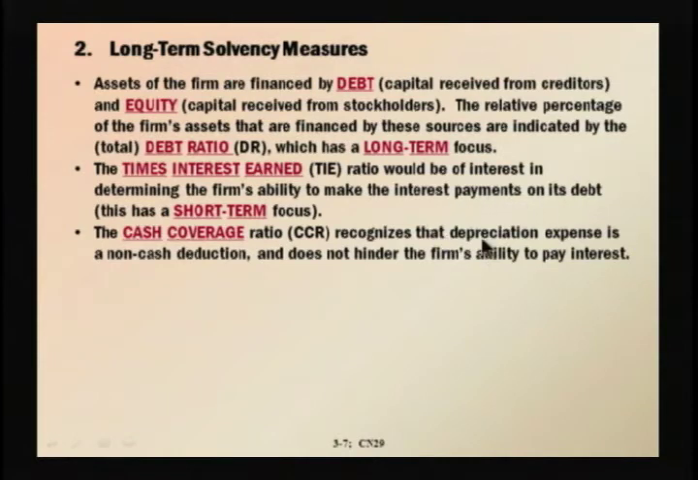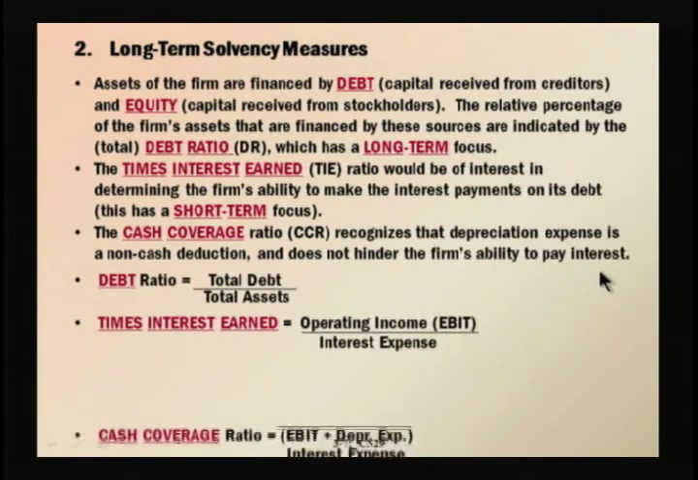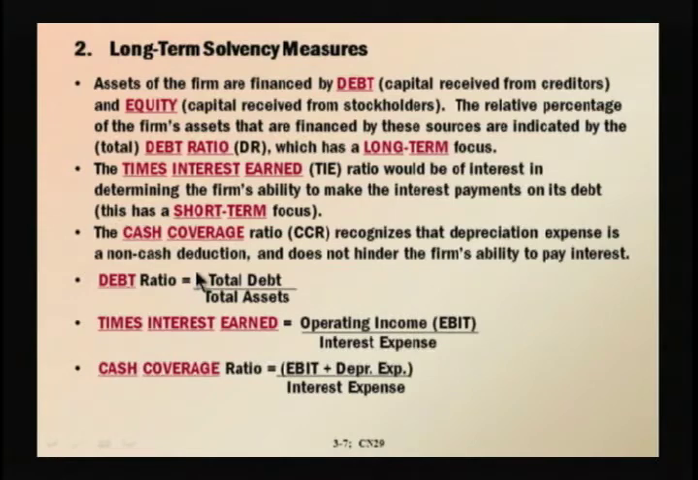The cash coverage ratio reminds us that depreciation expense is a non-cash deduction. And the income statement will show the depreciation expense having been deducted, but since that's not an actual cash outflow, that does not hinder the firm's ability to pay interest. So when we define the cash coverage ratio, we'll be adding back the non-cash depreciation expense deduction. So the debt ratio is just like it sounds, debt as a percentage of total assets. Times interest earned is how many times we cover our interest expense using operating income.